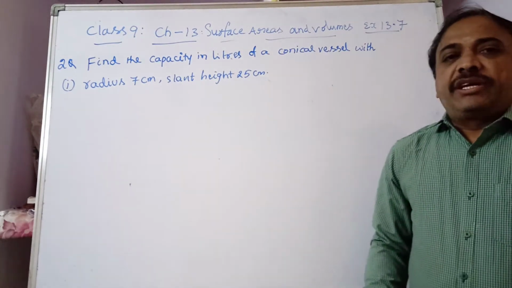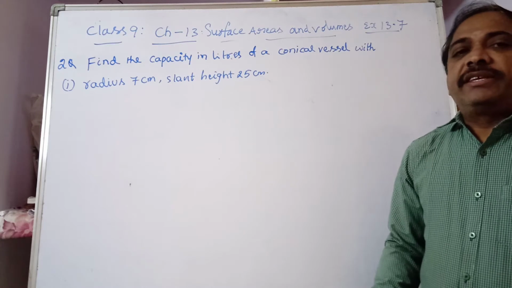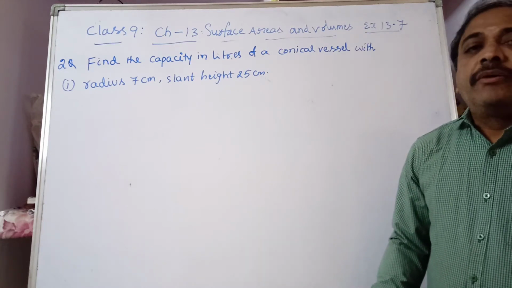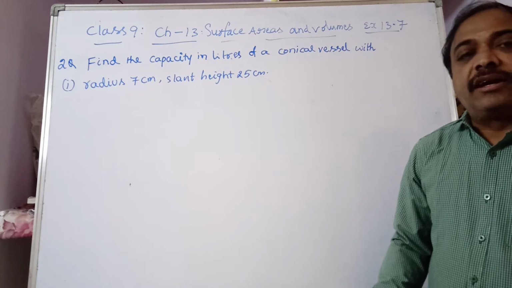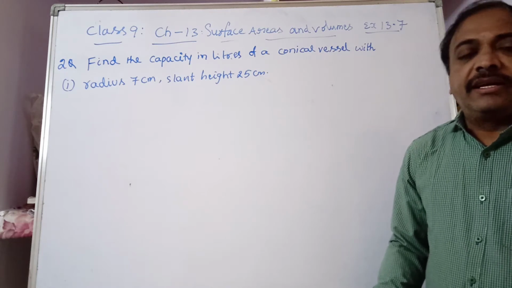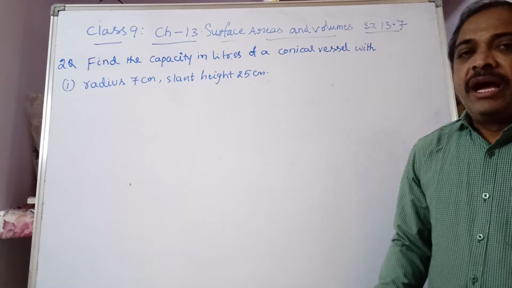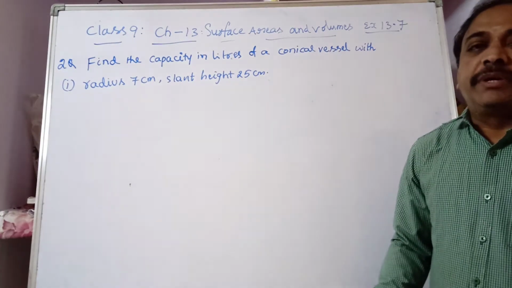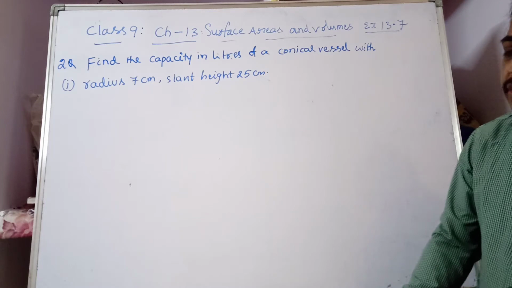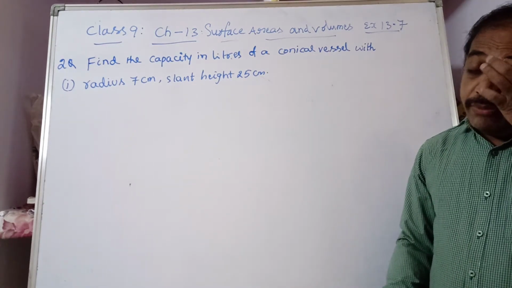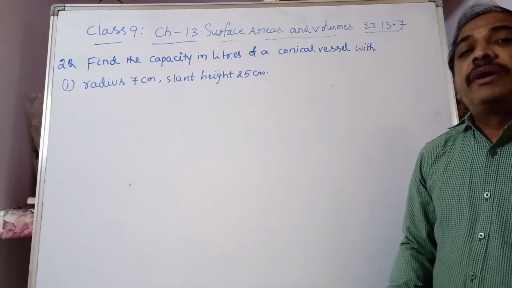In the previous session we discussed surface areas and volumes, including the concept of volume for the cylinder. The volume of the cylinder is pi r square h, and we discussed the application of this formula. In today's session we are going to discuss the volume concept for the solid shape of a cone.